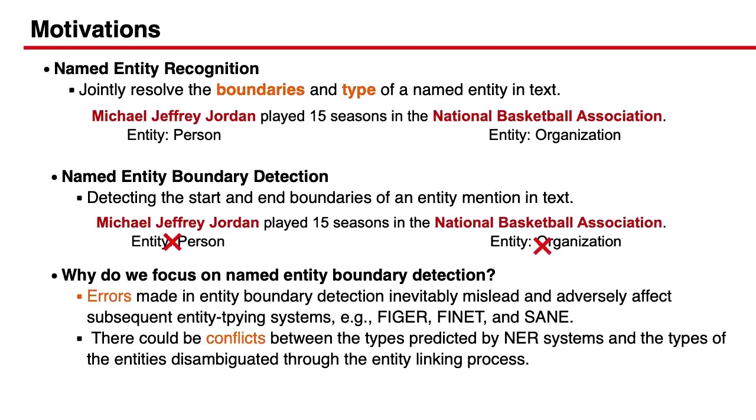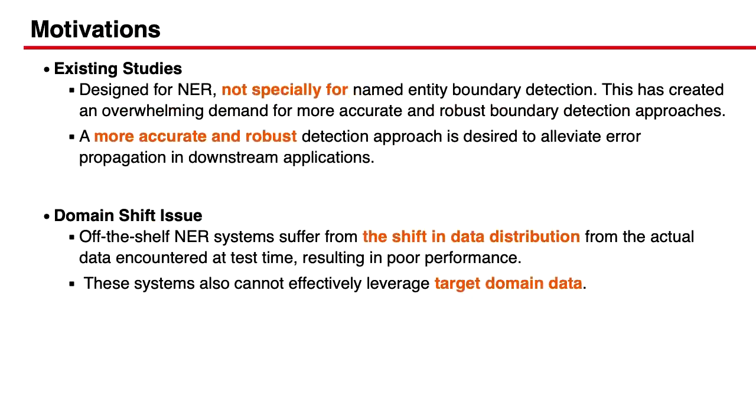Why do we focus on named entity boundary detection? First, errors made in entity boundary detection inevitably mislead and adversely affect subsequent entity typing systems. Second, there could be conflicts between the types predicted by NER systems and the types of the entities disambiguated through the entity linking process. To the best of our knowledge, existing work is designed for NER, not specially for named entity boundary detection. This has created an overwhelming demand for more accurate and robust boundary detection approaches. Thus, a more accurate and robust detection approach is desired to alleviate error propagation in downstream applications.